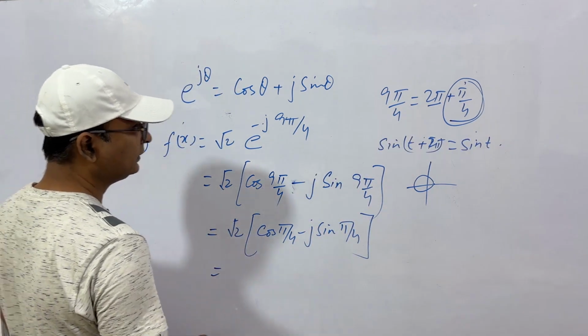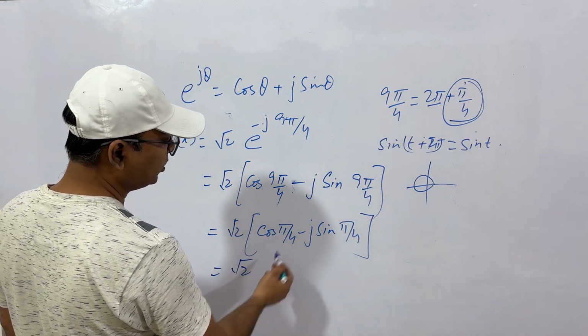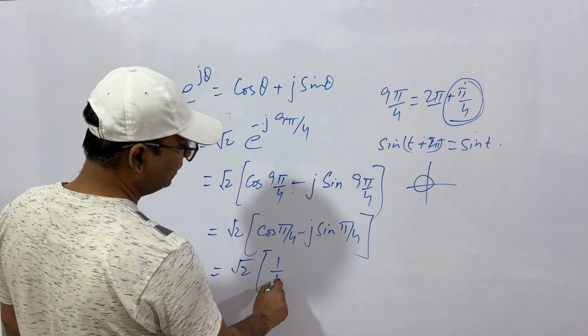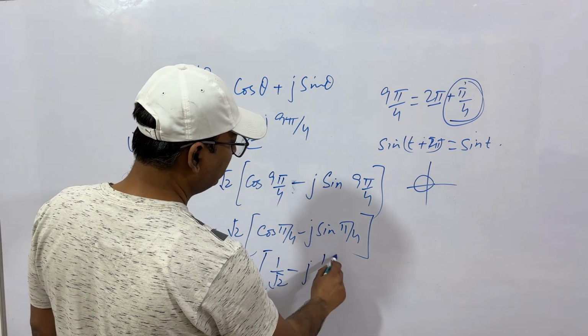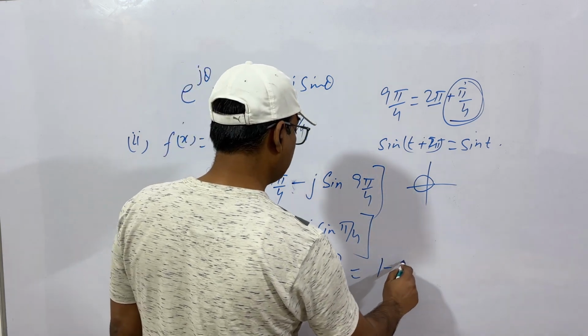So this is √2. What is cos pi by 4? It is 1 by √2. And sin pi by 4 is again 1 by √2. So what you get is 1 minus j.